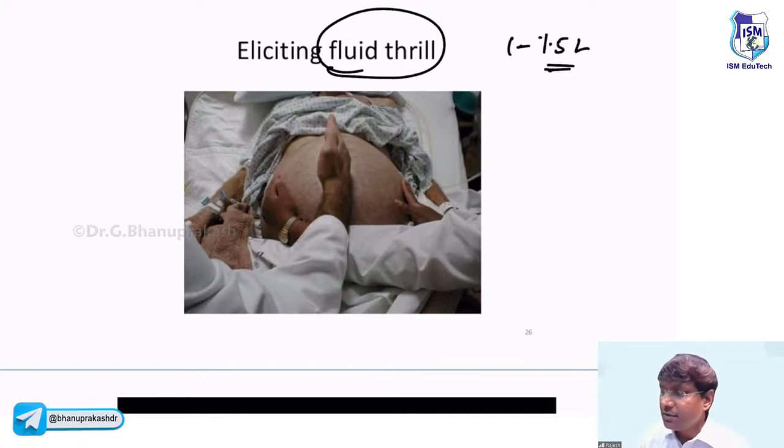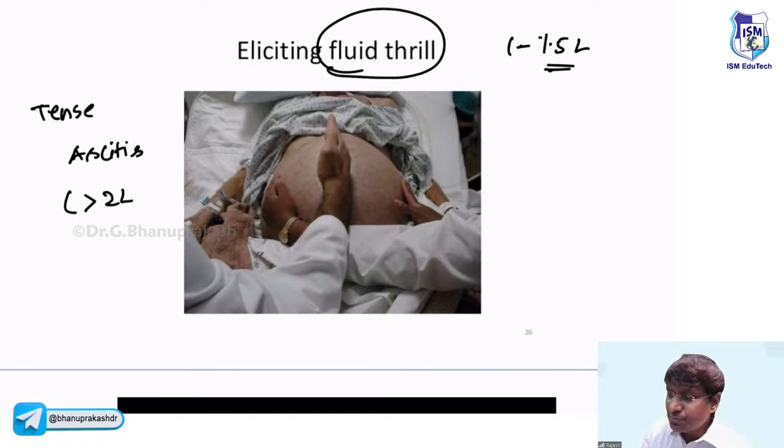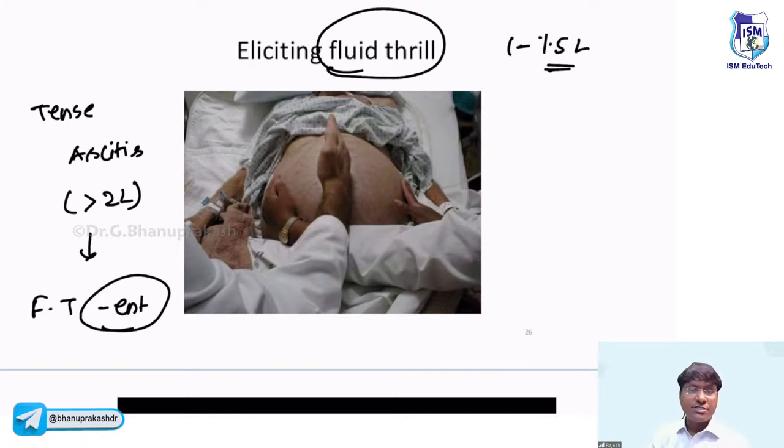And you have to remember, or you have to understand, that in patients with tense ascites, the quantity of the fluid which is accumulated is more than 2 liters. And in these patients, the fluid thrill may be absent. And what is the treatment of choice in patients with tense ascites is, you need to do emergency abdominal paracentesis.